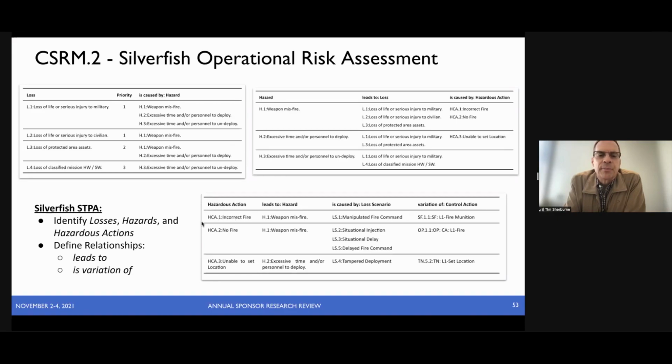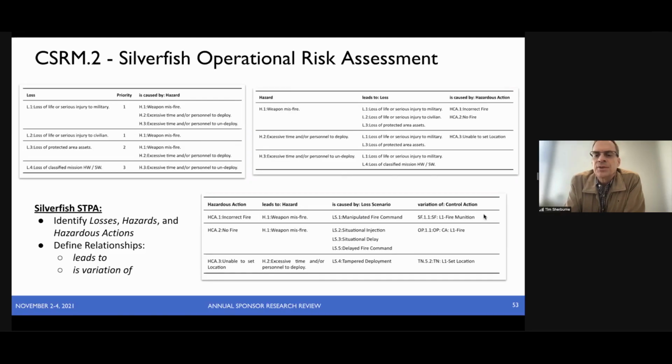So finally, at the bottom here, I'll focus mostly in this example on the incorrect firing of the munition. Here we also show, besides the linkages between the STPA artifacts, that we relate this hazardous action as a variation of the fire munition control action.